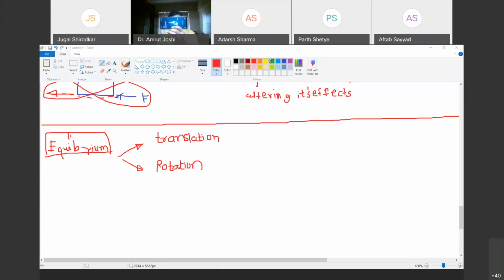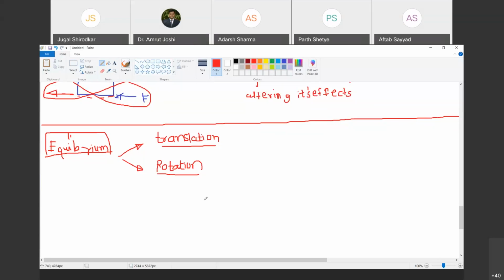Are you with me? Yes sir. The body can translate along z axis or it can rotate about z axis. Yes, these can be two kinds of effects. Now I will stop the video. So have you understood what is translation and rotation? Yes sir.